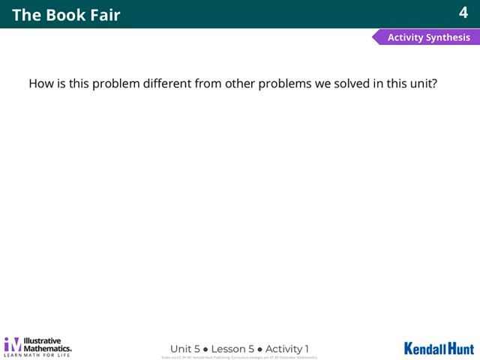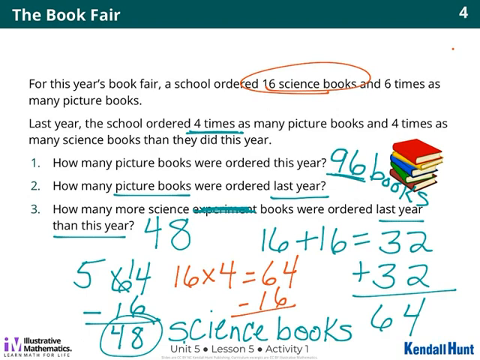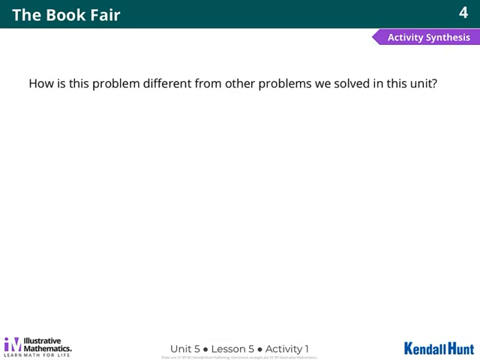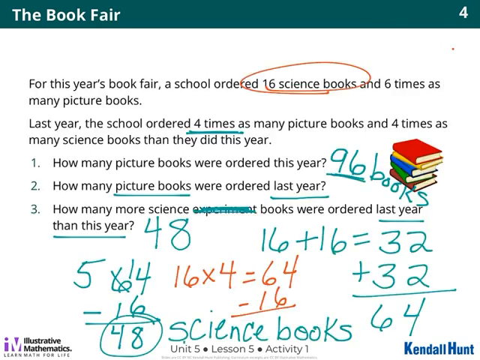Let's talk about this. How is this problem different from other problems we solved in this unit? How was this one different? Turn and talk with your neighbor. We didn't have to draw a diagram. You did not have to draw a diagram. Could you have drawn a diagram if you wanted? Yeah. Certainly. How else was this problem different?